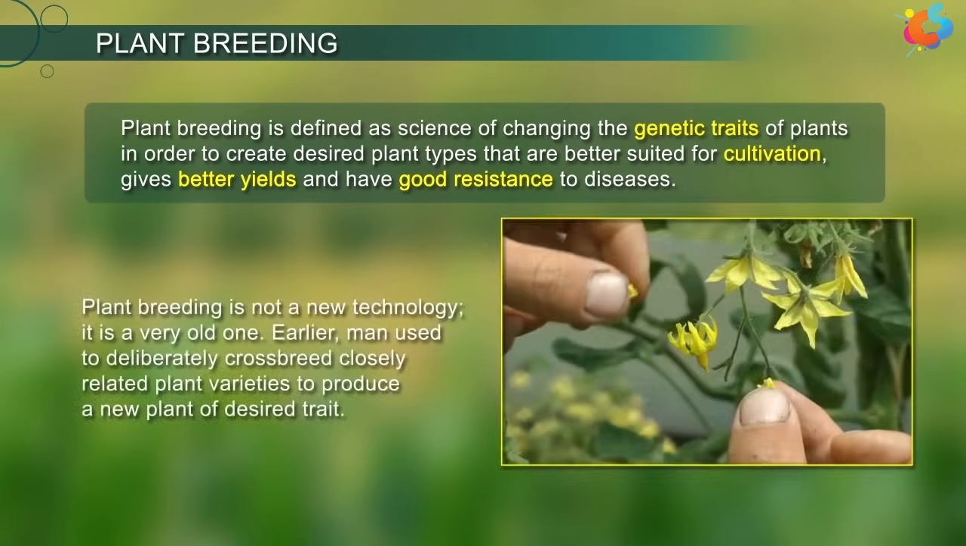Plant breeding is not a new technology. It is a very old one. Earlier, man used to deliberately crossbreed closely related plant varieties to produce a new plant of desired trait.